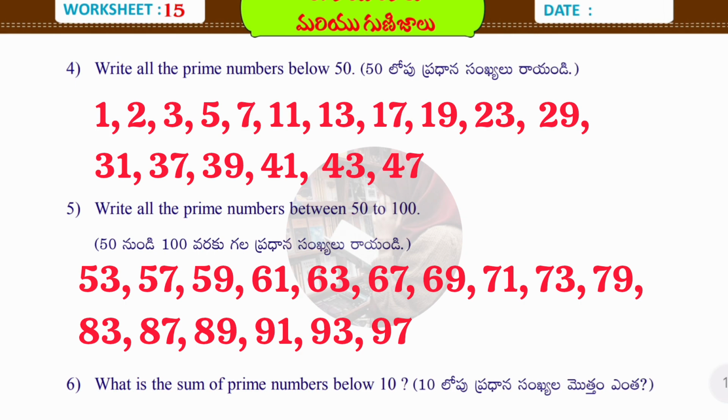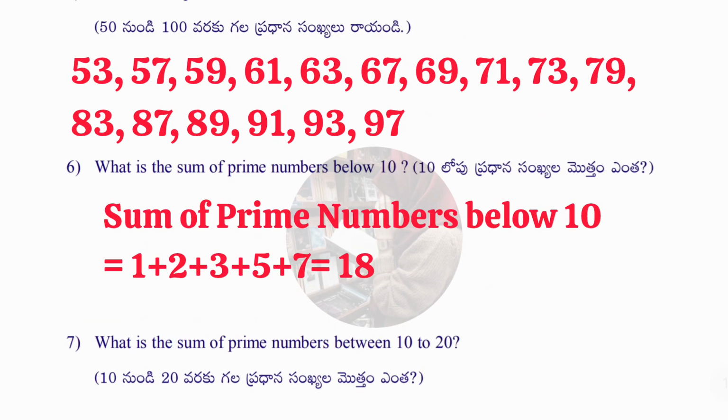Let's see the next question, the sixth question, which is what is the sum of prime numbers below 10? So the sum of prime numbers below 10: 1 plus 2 plus 3 plus 5 plus 7, which is 18. So 18 is the sum of prime numbers below 10.